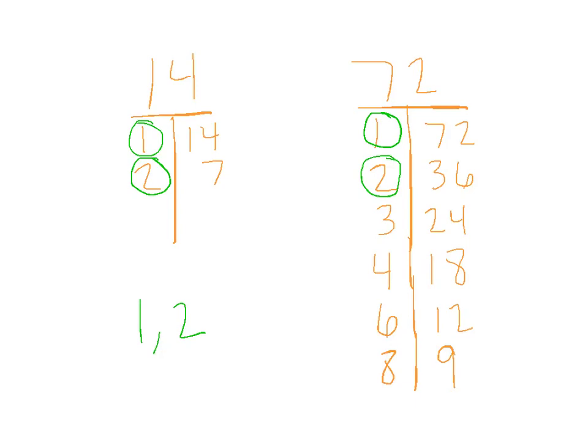Okay, so you can do this with anything. Have your parents throw out some random numbers, find the factors, and then find some common factors of them. That's it.